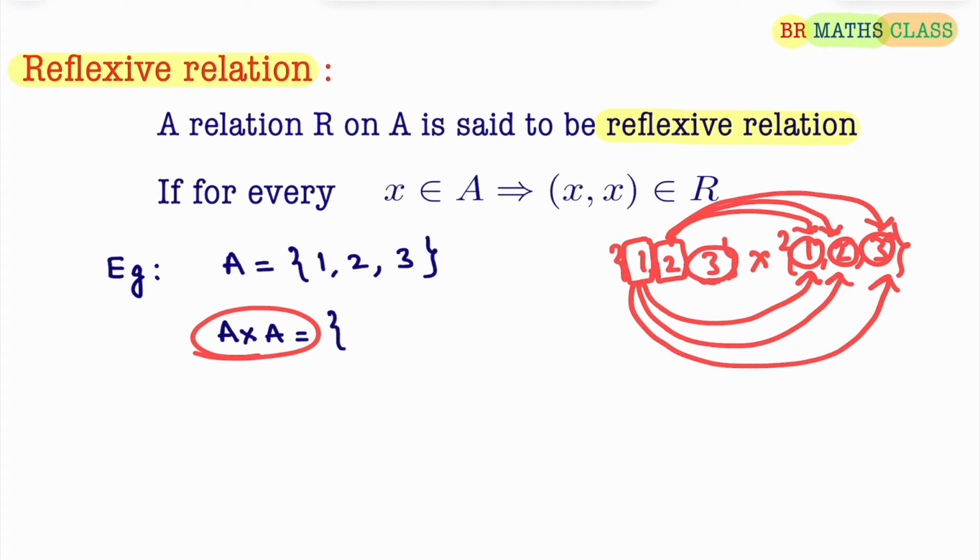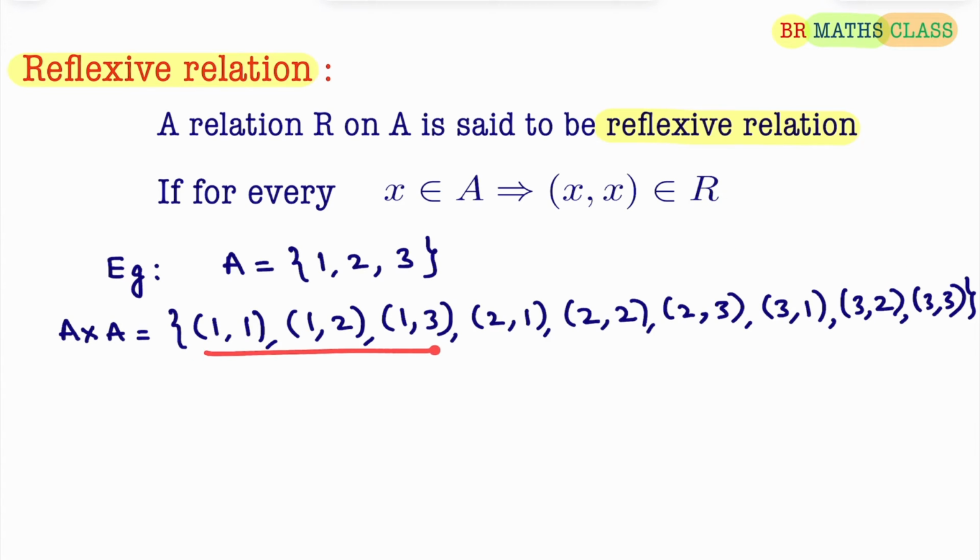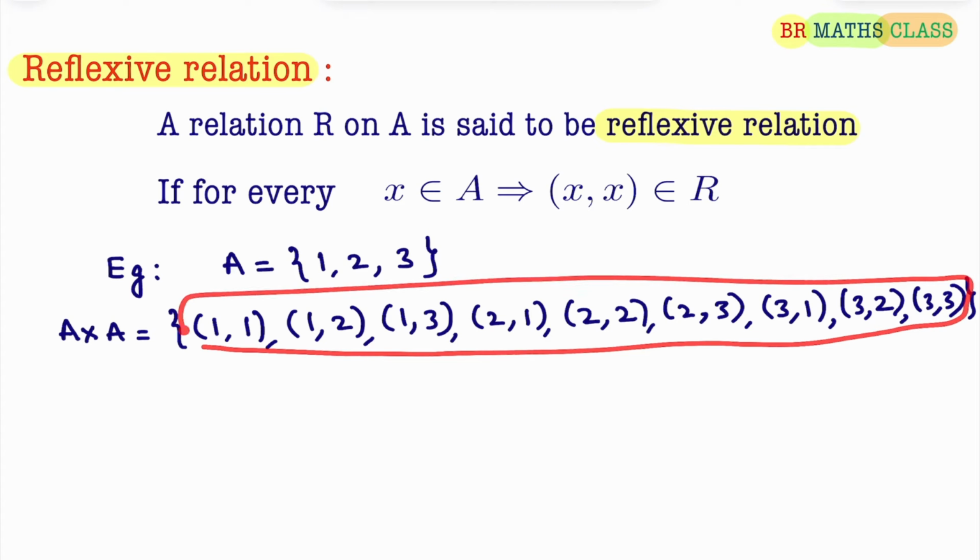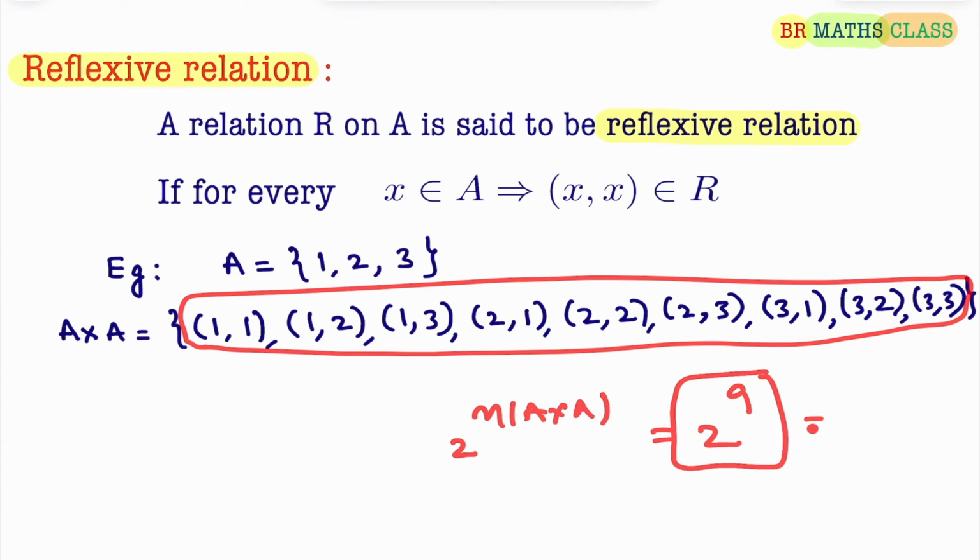So I'll write A cross A now. This is A cross A. See, (1,1), (1,2), (1,3), (2,1), (2,2), (2,3), (3,1), (3,2), (3,3). You must know how to write A cross A. Now, how many relations can I form on set A? The formula is 2 power the number of elements in A cross A. That is 2 power 9. So 2 power 9 means 512 relations we can form.